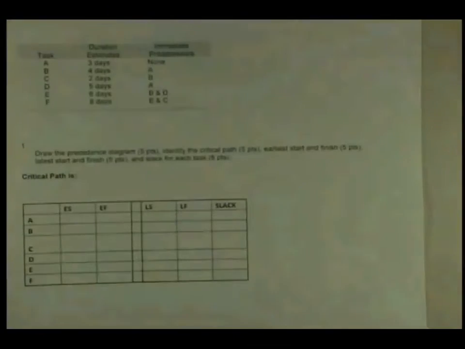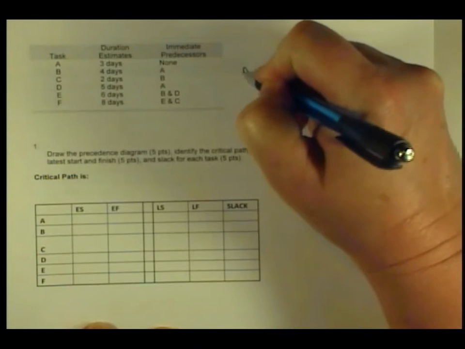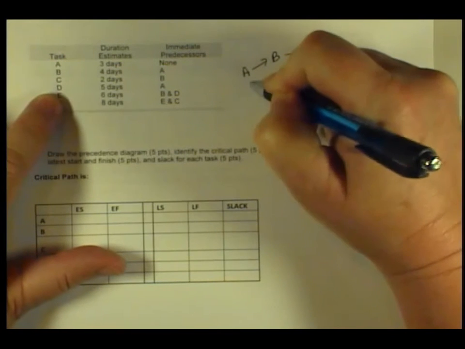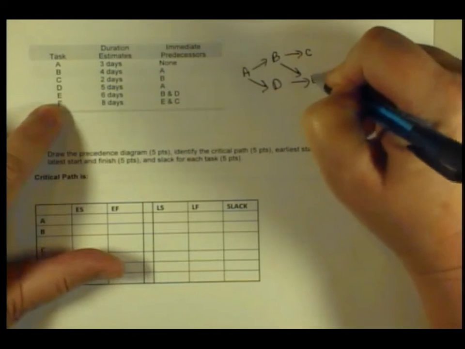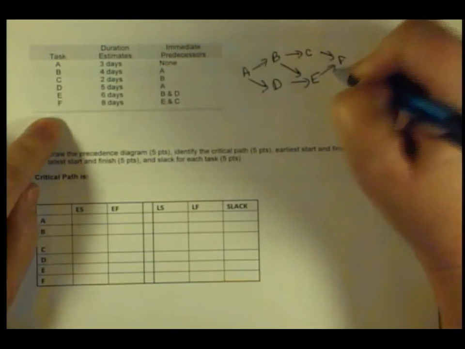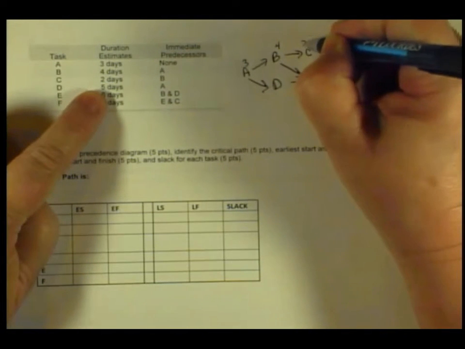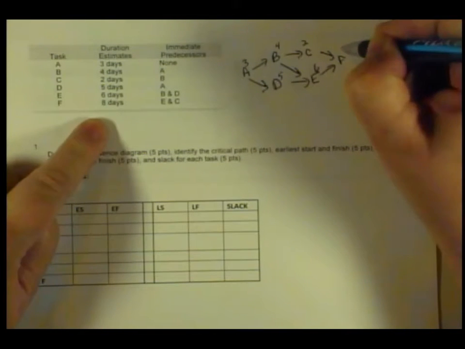So what I had done before, maybe not very eloquently, but tried to anyway, was draw our precedence diagram. Okay, so our precedence diagram is, again, we say that A doesn't have anything that follows it, B follows A, C follows B, D follows A, E follows B and D, so I need 2 arrows there, and F follows E and C. And then what we had done is we said A takes 3 days, B takes 4, C takes 2, D takes 5 days, E takes 6 days, and F takes 8 days.